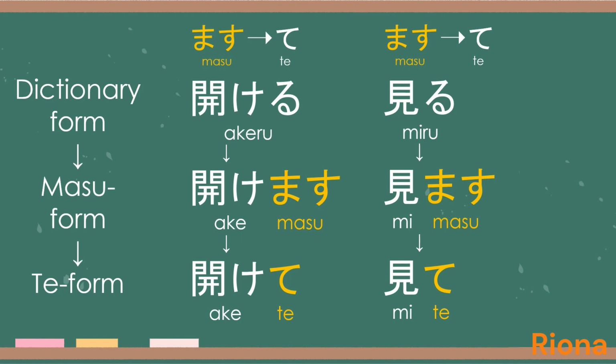And in the case of 見ます, which is the mas form of watch, look, 見る, it is a Group 2 verb, so by changing this mas to て, we can make it て form.